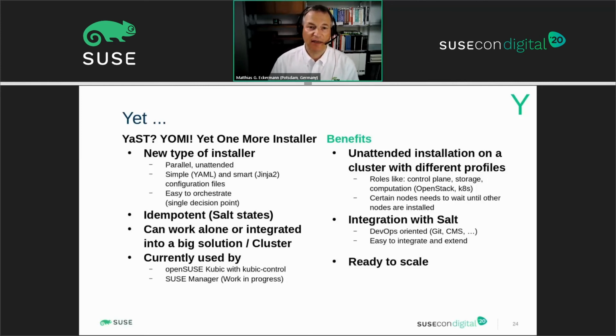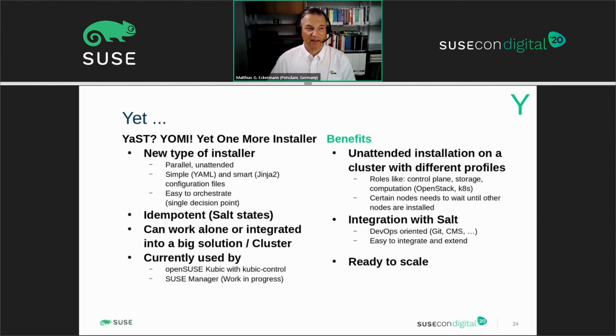Within these unattended installations on a cluster, there can be different profiles. Even different hardware can be deployed on it. And also the dependencies between specific nodes are recognized by the system, considered, and then executed accordingly. Due to the integration with Salt as a systems management framework, it can be nicely used in DevOps integrated environments. And it is ready to scale.